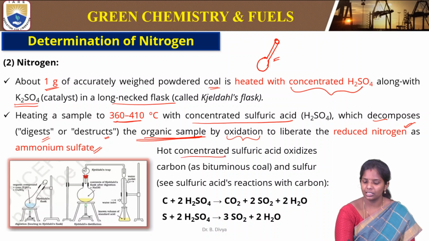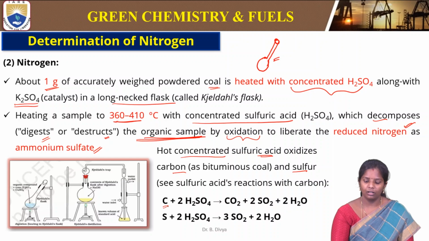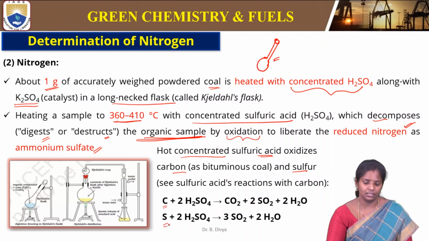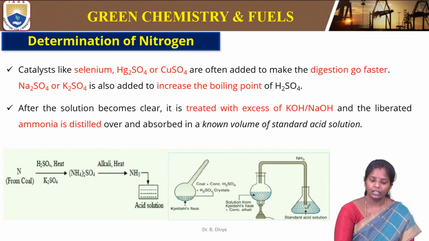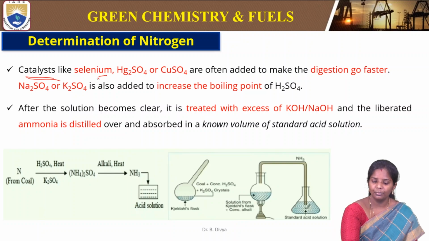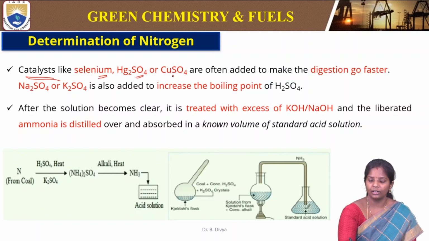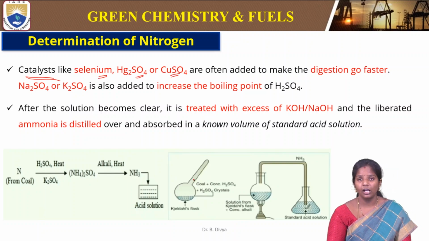Hot concentrated sulfuric acid oxidizes carbon and sulfur present in coal. So this carbon and also sulfur get reacted. We will see in detail how the reactions take place. The catalyst that we are using, like selenium or mercury sulfate or copper sulfate, is added, and that will increase the digestion of that particular reaction.